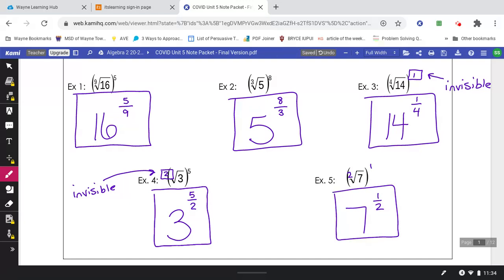Now, one thing about this section, I happen to use all numbers here. I used a 16, a 5, a 14. Delta Math uses X's. So instead of having numbers here, they have X's, but it's done exactly the same way. So I just wanted to point that out so it didn't confuse you when you got to your Delta Math assignment.